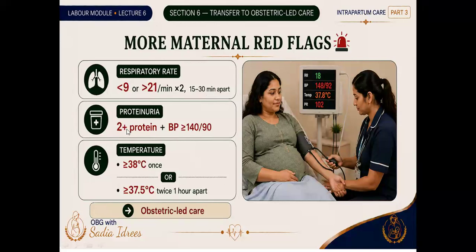Next is proteinuria. If the woman has 2 plus protein on urine analysis together with a blood pressure of 140 by 90 or above, this is another red flag requiring obstetric assessment. And then we have temperature. This is another beautiful SPA number. A temperature of 38 degrees Celsius or above on one occasion is sufficient. Alternatively, a temperature of 37.5 degrees Celsius or above on 2 occasions, 1 hour apart, is significant. So memorize the distinction: 38 degrees Celsius once and 37.5 degrees Celsius twice, 1 hour apart.